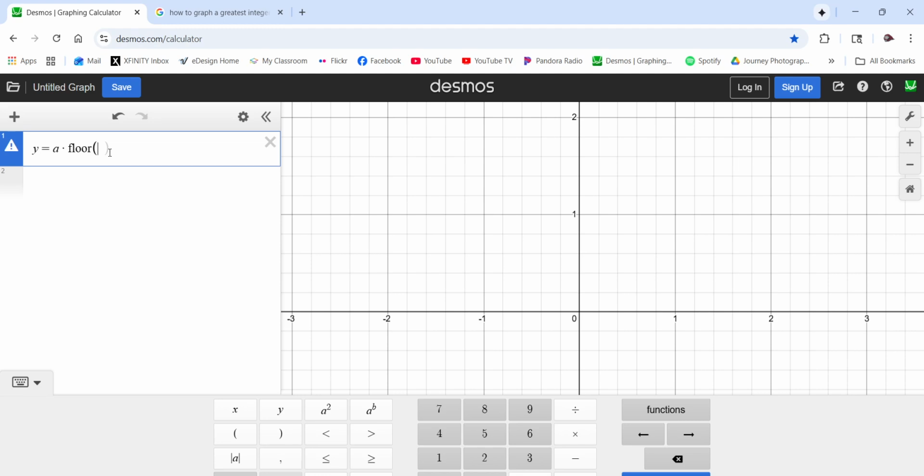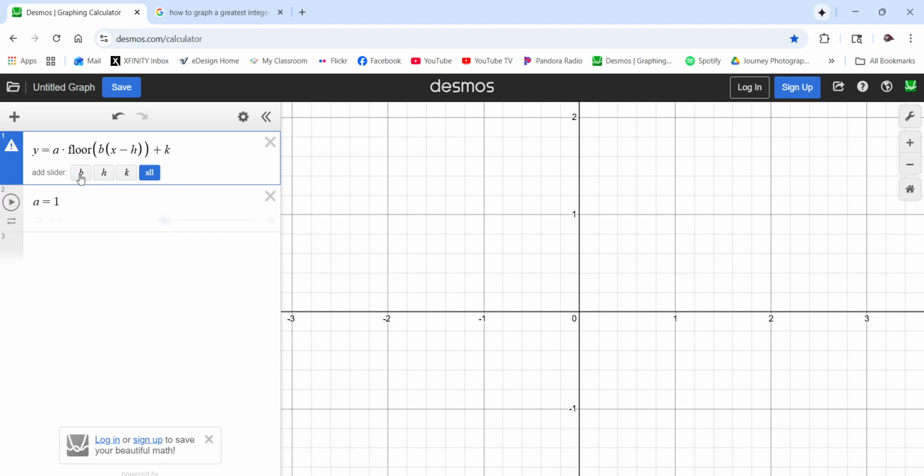What is it? B? Parentheses. Yeah. X minus H. X minus H. Close parentheses. Okay, one more parentheses. Plus K. Plus K. All right. Oh, there's a slider. So this allows you to change the A, right? Right now it's just a 1.